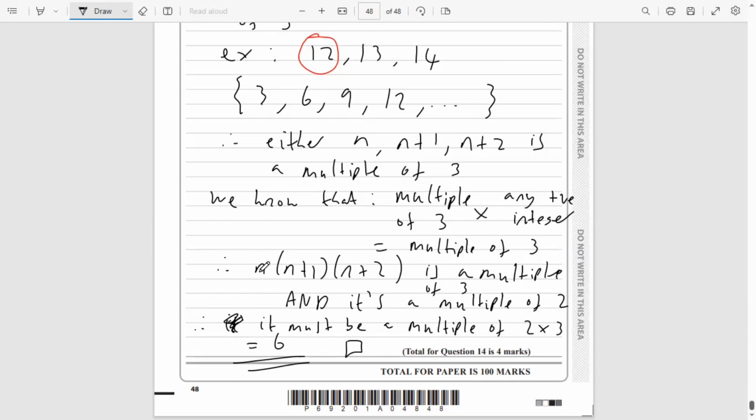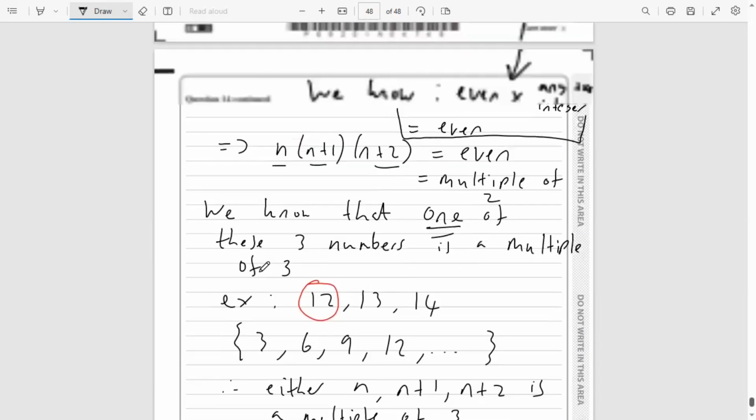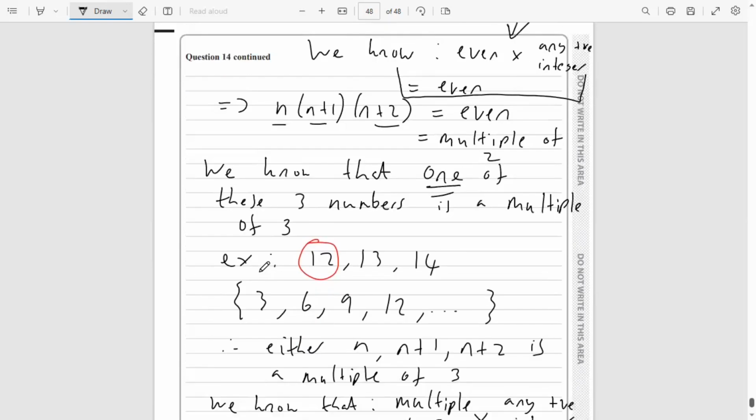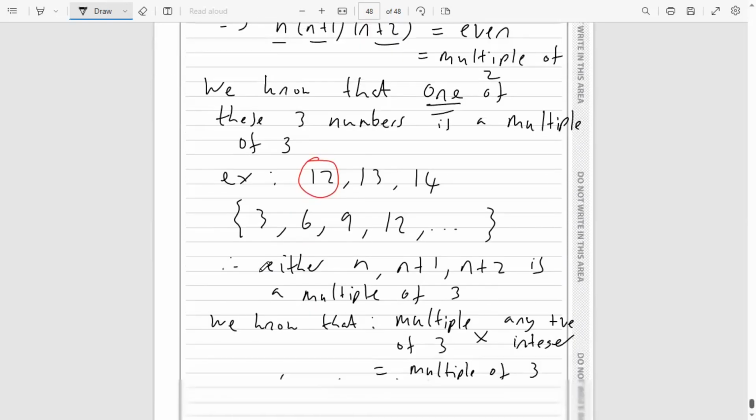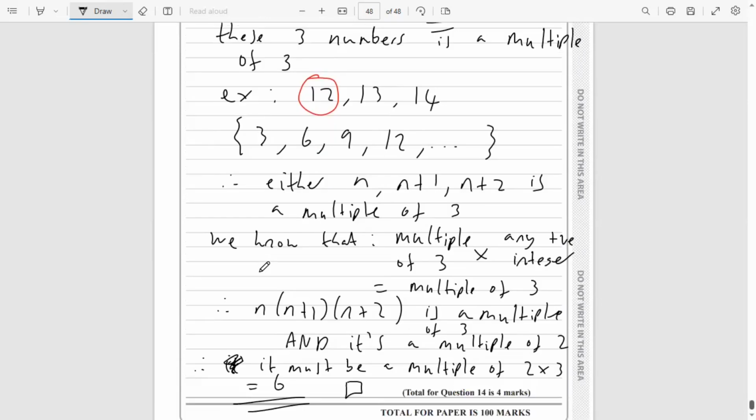So you can prove that result just by factorizing, and then realizing you've got the product of 3 consecutive integers. We know at least one of them is going to be even, and we know that one of them must be a multiple of 3. So therefore, your final answer will be a multiple of 6.